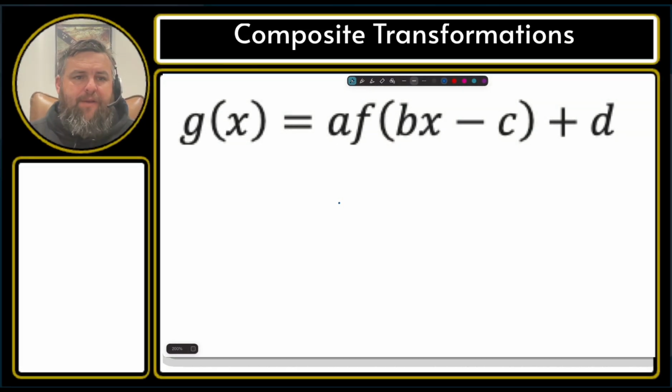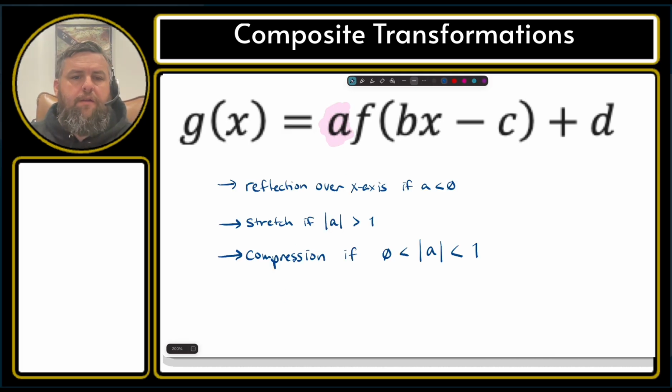Okay, now let's map out what a composite transformation looks like. g of x equals a times f of b times (x minus c), plus d. Okay, first, a tells us two things. First, it tells us that there's a reflection over the x-axis if a is less than 0. It will tell us it's a stretch if the absolute value of a is more than 1, and it will tell you if it's a compression if the absolute value of a is more than 0 but less than 1.